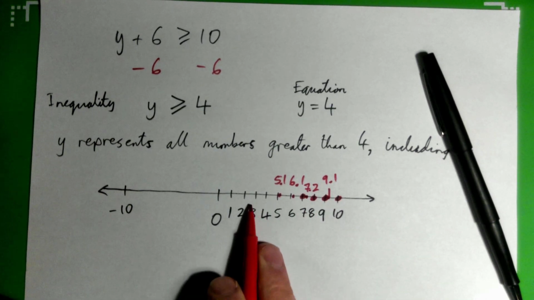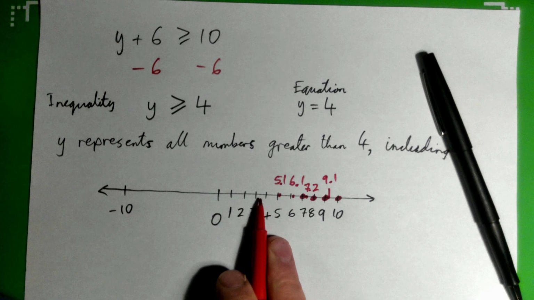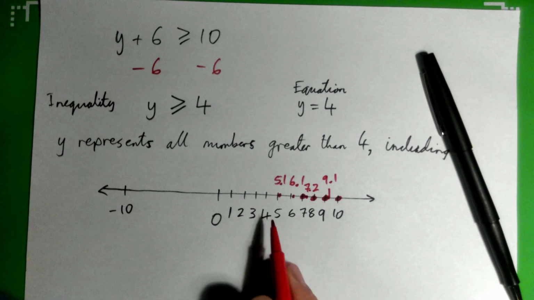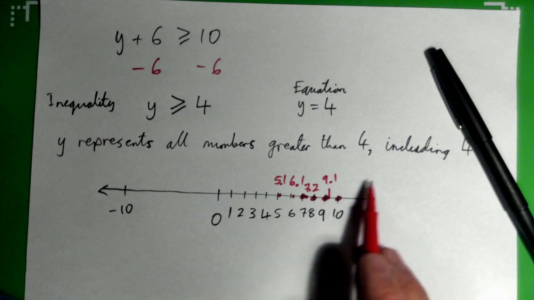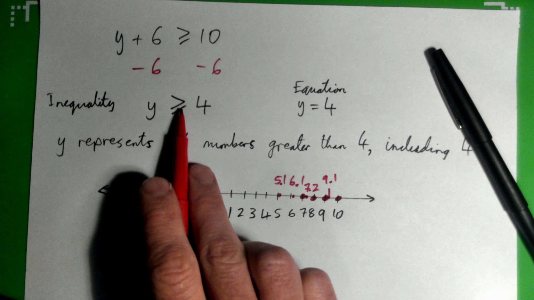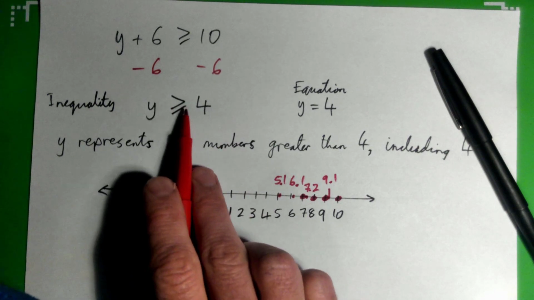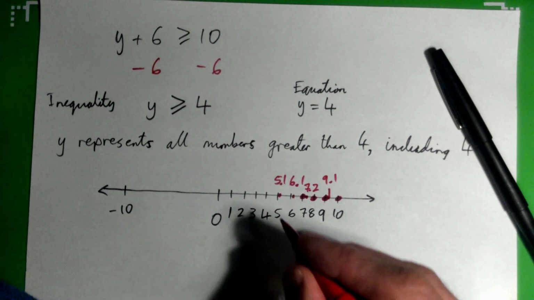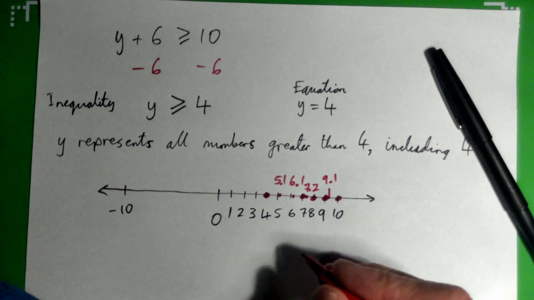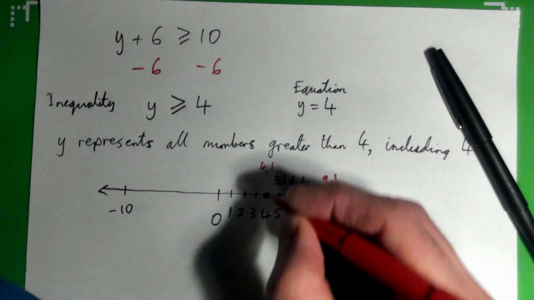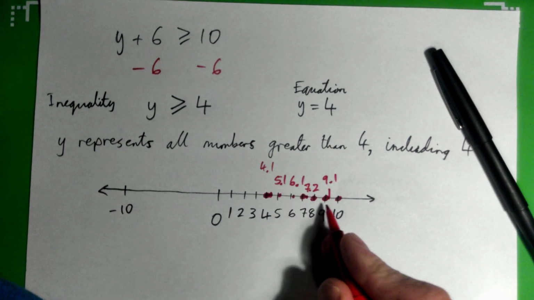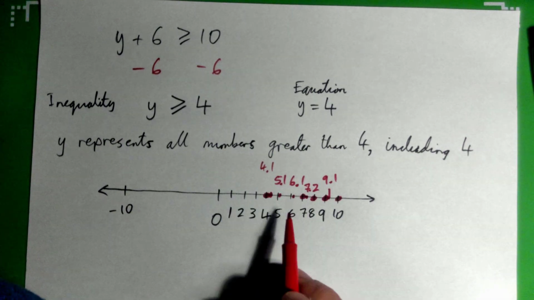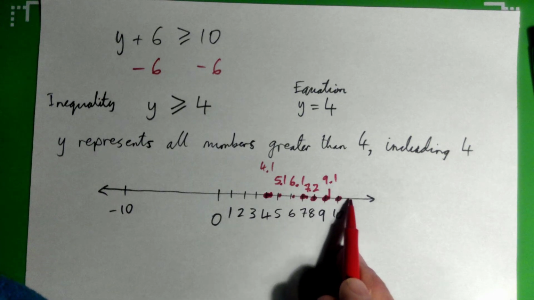So how about 3? Can y represent 3? 3.5? 3.9? How about 4? Yeah, because it's including 4. It's greater than or equal to 4. y is greater than or equal to 4, so 4 is included. How about 4.1? That's there. That's good. 4 point anything, in fact, right? Now tell me, how can I represent all of the decimals that y can be?